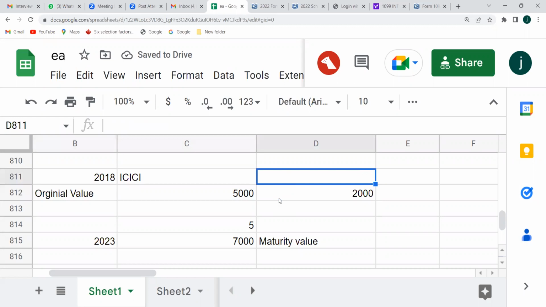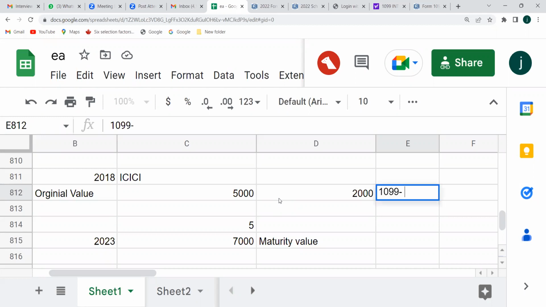For interest, what is the source document? 1099 INT. Correct. But for this, the source document is 1099 OID, original issue discount. These OID rules will not be applicable in some cases.